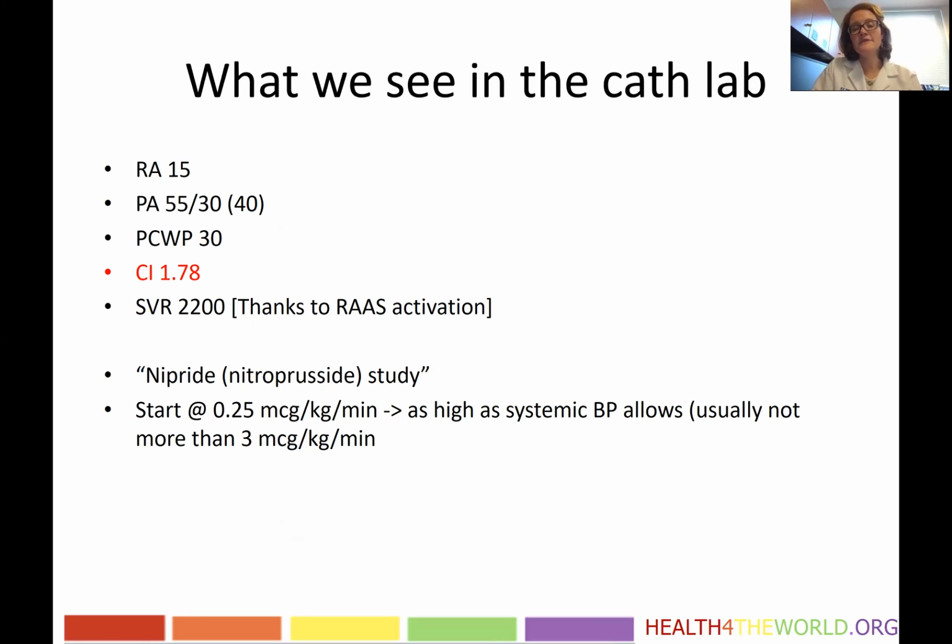And an SVR, or systemic vascular resistance, of 2200, and that's in part because of activation of the renin-angiotensin-aldosterone axis. So this is sort of a classic patient who I might see in the hospital who's being admitted for shortness of breath and perhaps some renal failure and pulmonary edema and elevated JVP, who very much so needs some treatment. And we can do something called a NiPride study, where we give the patient an infusion of nitroprusside as high as their systemic blood pressure will allow.